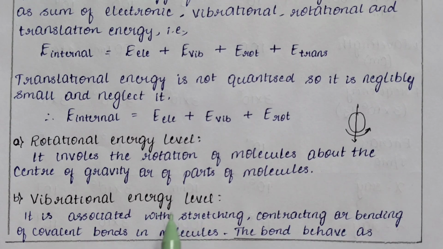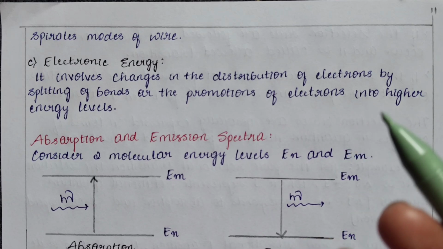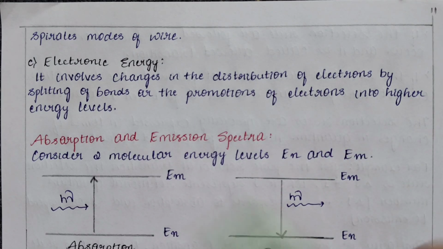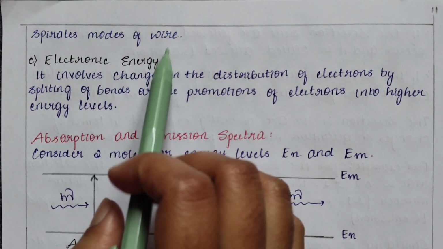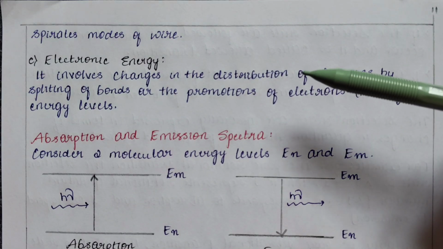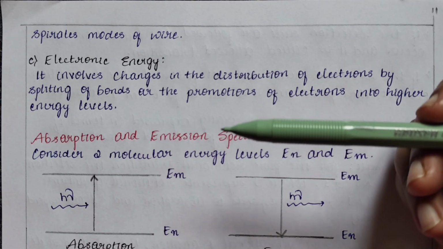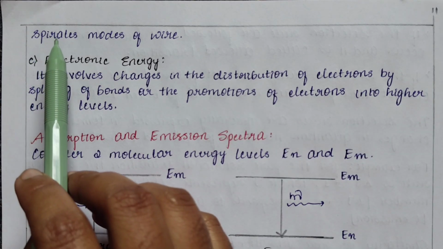So, in vibrational energy level, we'll consider covalent bonds. Due to the vibrational energy level, which is caused by the stretching, contracting or bending of a covalent bond in a molecule, the bond behaves as a spiral mode of wire. We know the spiral rings which are present. So the bond in between the molecule will behave as a spiral. As it involves stretching, contracting and bending, it behaves as a spiral mode of wire.